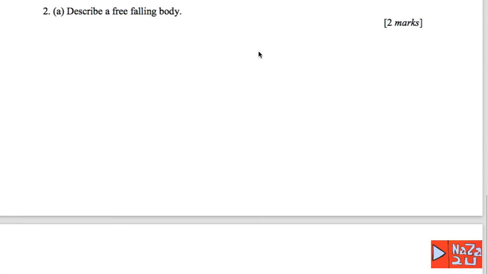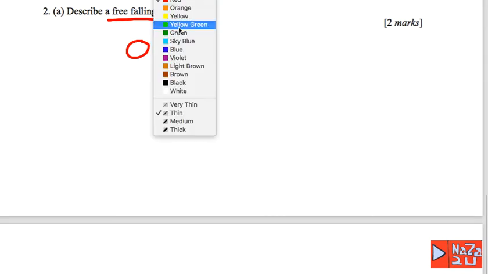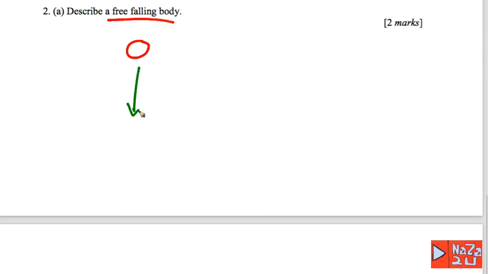Hi, question number two. Describe a free falling body. So we have objects. If you release objects from rest, the direction of the objects moving is downward. So this is a sample of a free body diagram. And the free falling body is a vertical motion.